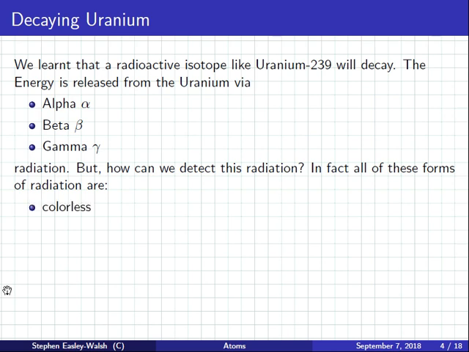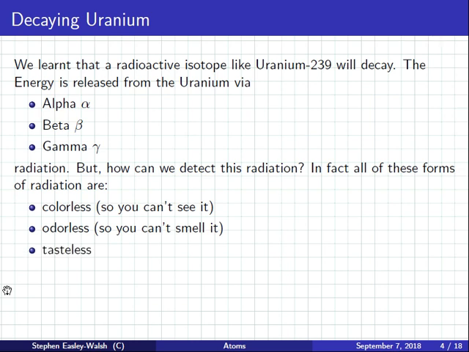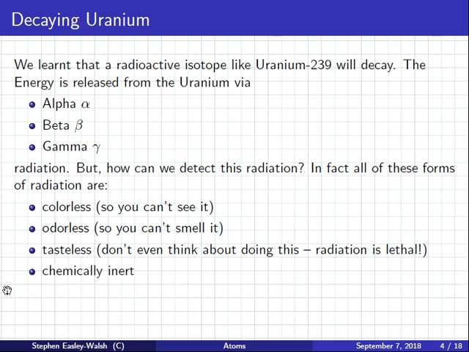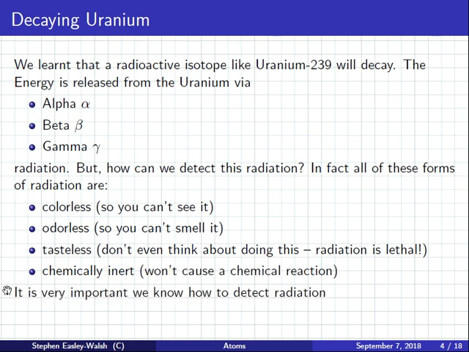These are properties of radiation. Firstly, it's colorless. So radiation doesn't have a color, which means you can't see it. Okay, well, maybe there's other things about it. It's odorless. What does that mean? You can't smell it. Alright, well that's a problem. It's tasteless. Don't even think about doing this. You can't taste it. And it's chemically inert. What does that mean? It won't react. It won't cause a chemical reaction.